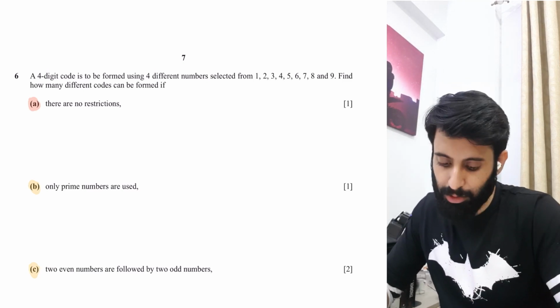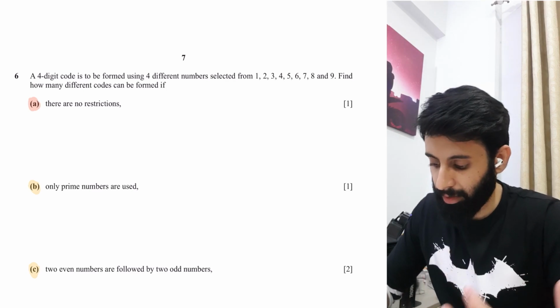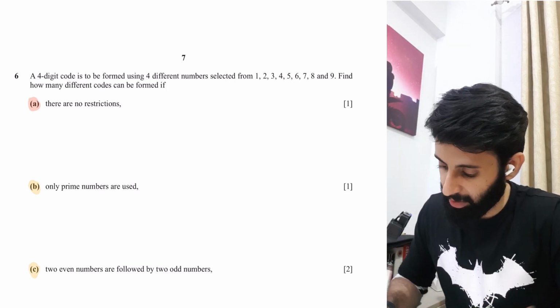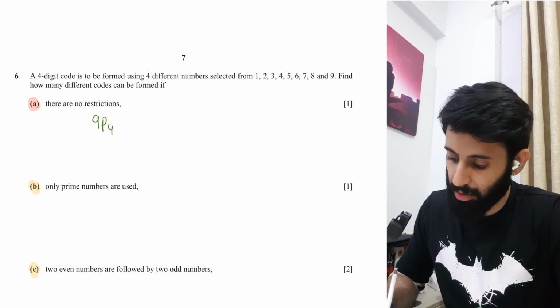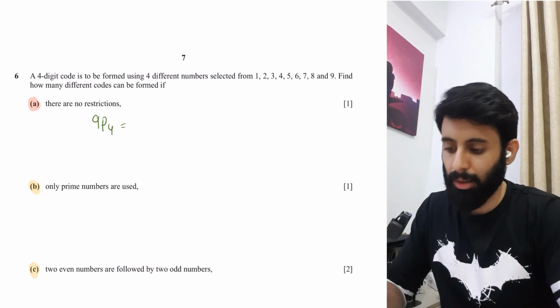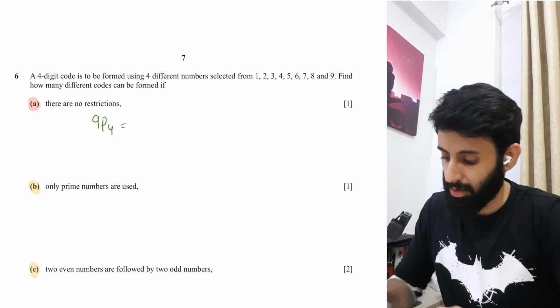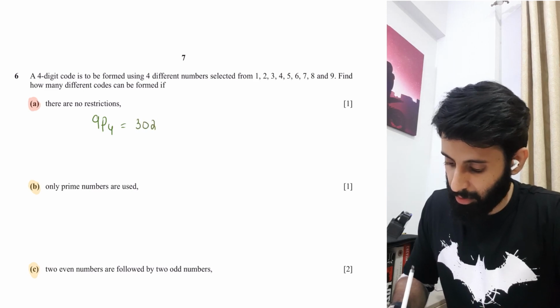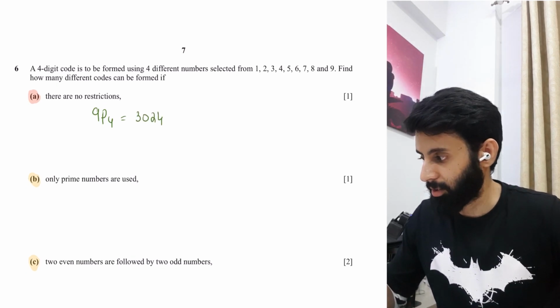So how many numbers do you have to choose from? You have 9, and you're making a 4-digit code. Since you're making a code, you've got to use permutations, and 9P4 is the way to do it. So 9P4 is equal to 3024, and that is the correct answer.